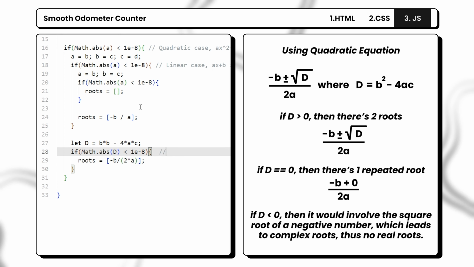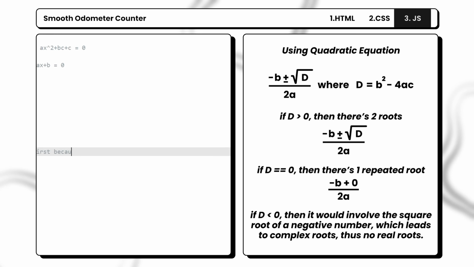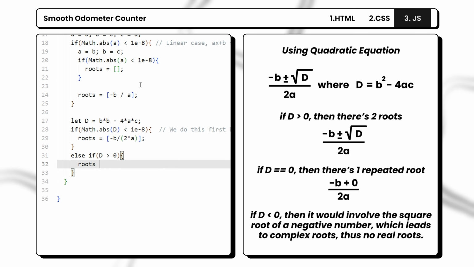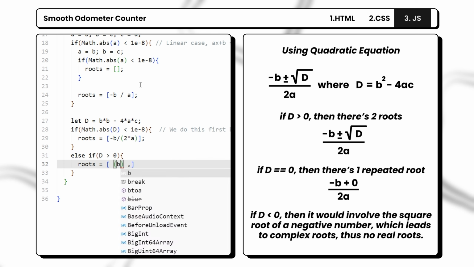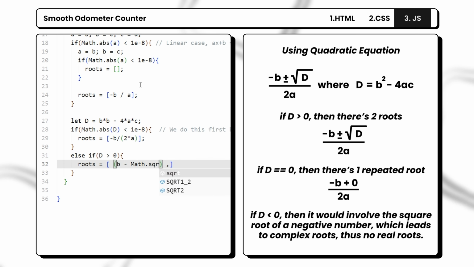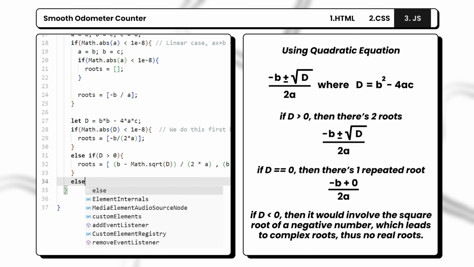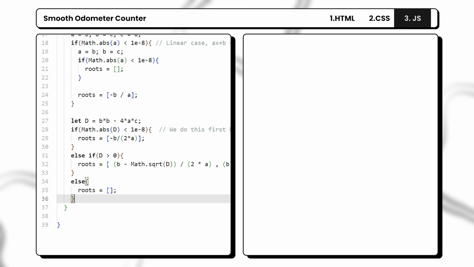And next I write a comment explaining that we do this if statement first, because if we had a value of 0.000001, which is essentially 0, it would have returned true for the next if statement, which is if the derivative is above 0. And so if the derivative is above 0, then we will set roots to an array of two values, the first being b minus the square root of the derivative all over 2a, and the second value being b plus the square root of the derivative all over 2a. And then we use else, which checks if the derivative is below 0, which would involve the square root of a negative number, which leads to complex roots, thus no real roots.